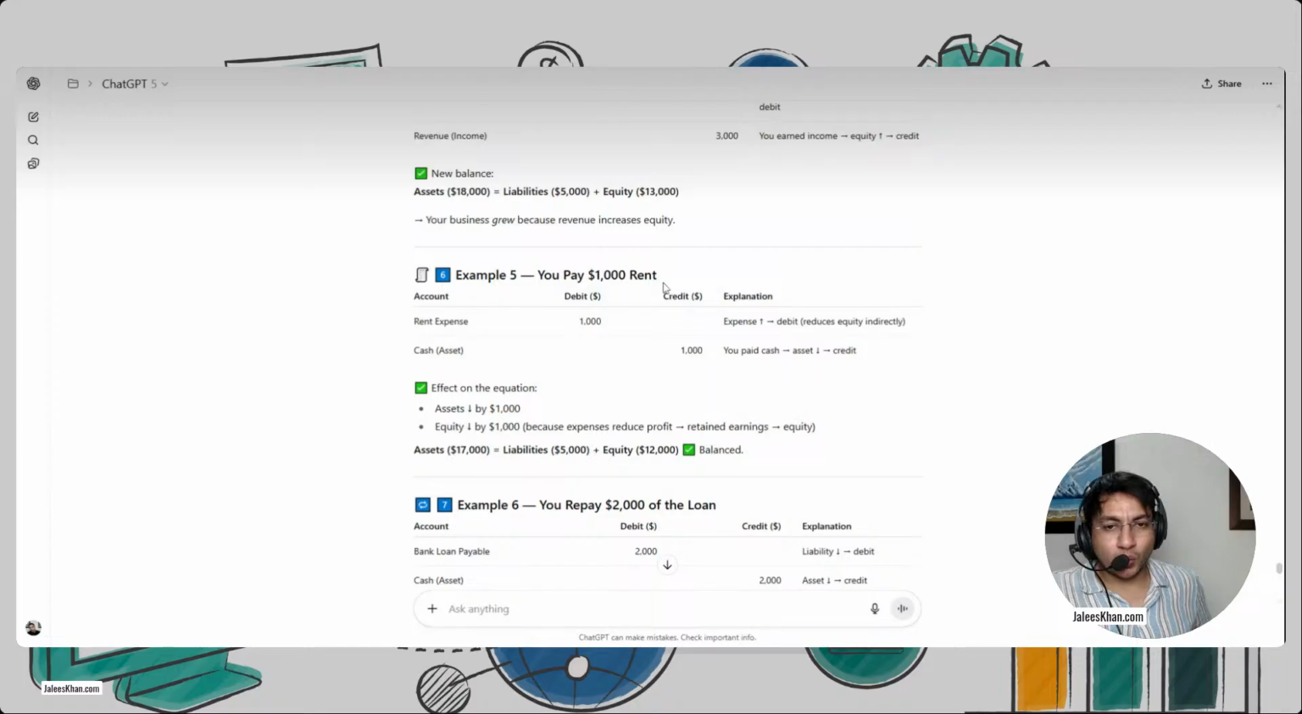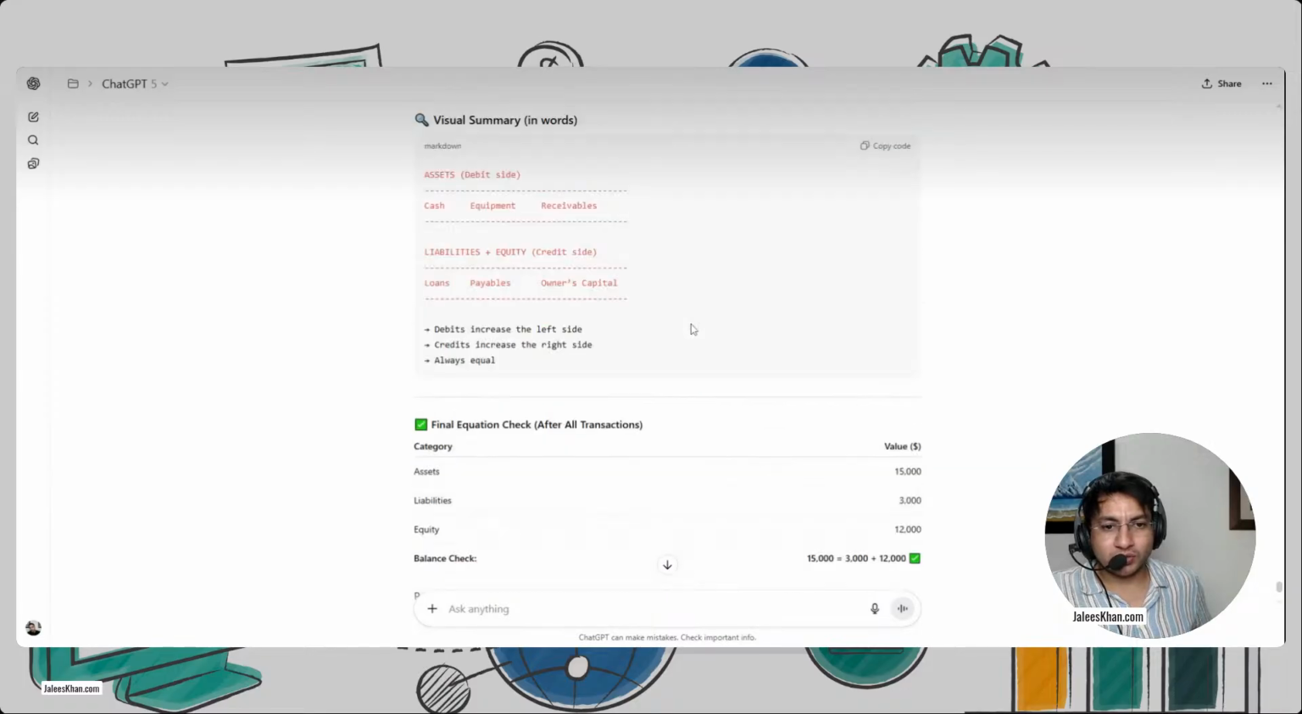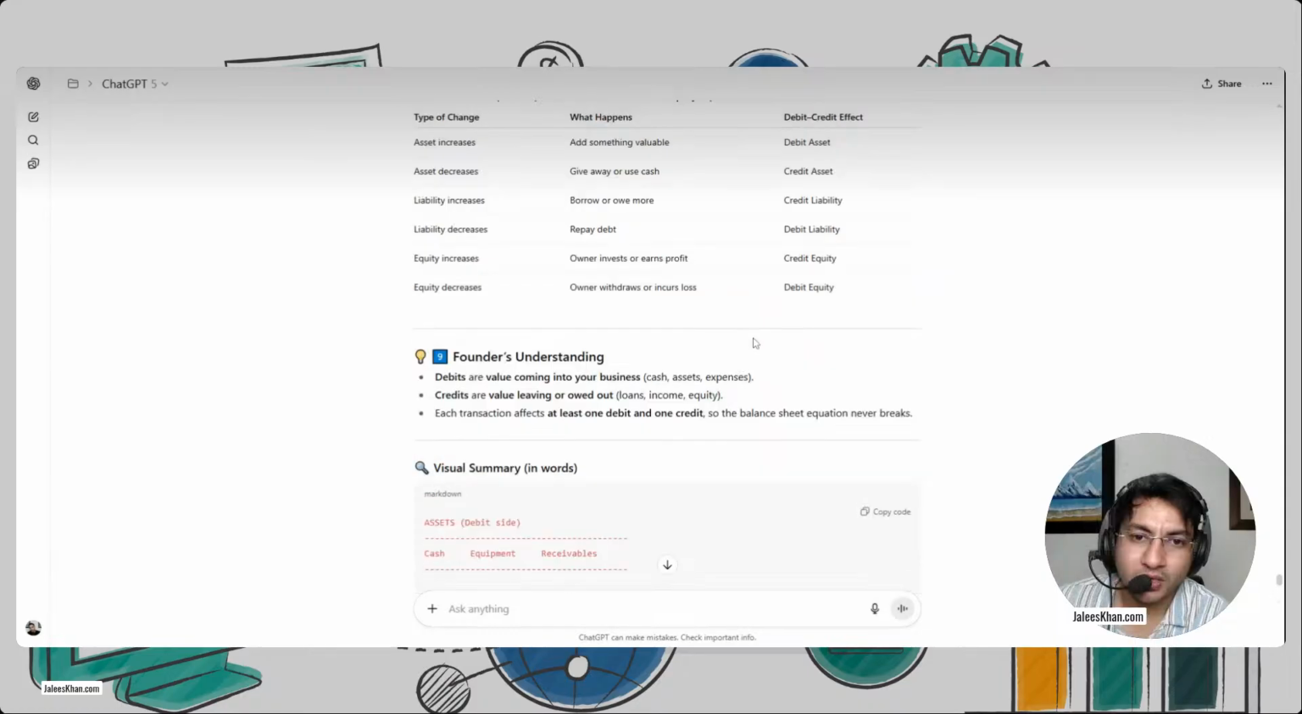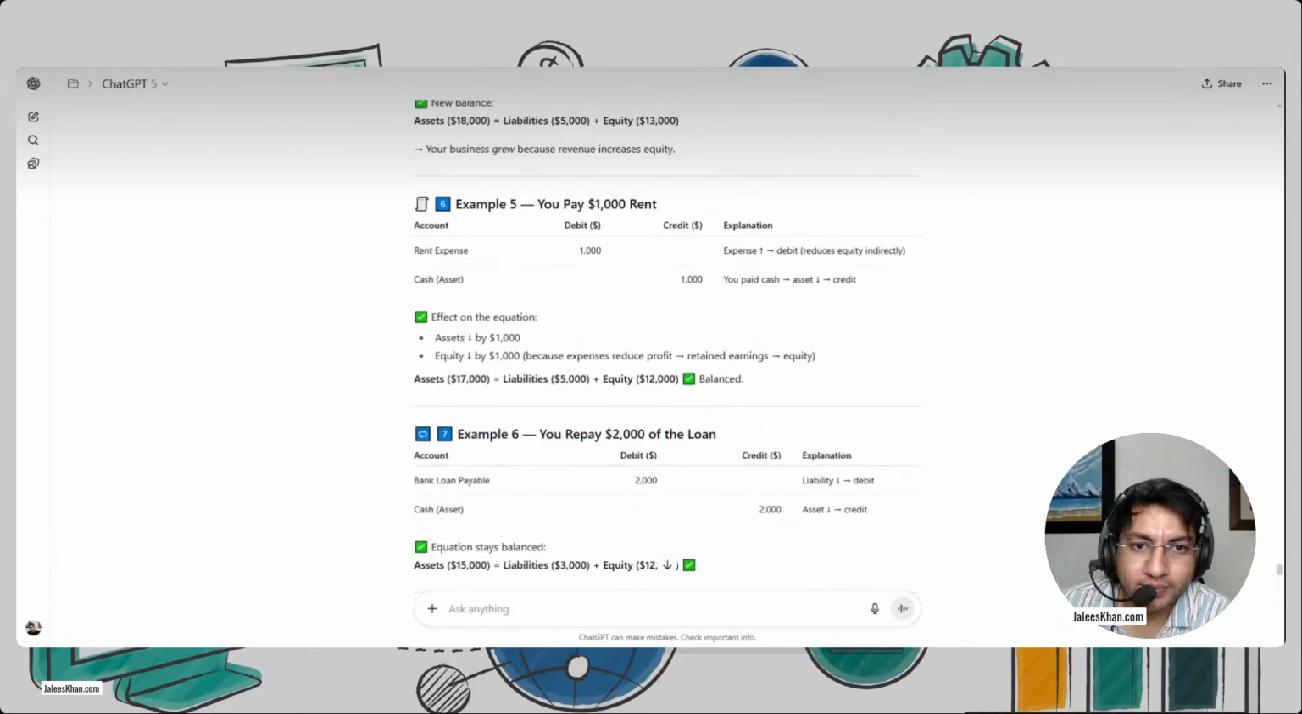Example, you pay 1,000 rent. There are so many, I have to be quick. Okay. Example, you pay 1,000 rent, and the rent expense is paid from assets. So there's the starting point of the transaction. This is going to come in the credit column, as cash decreases, and it comes in the credit.